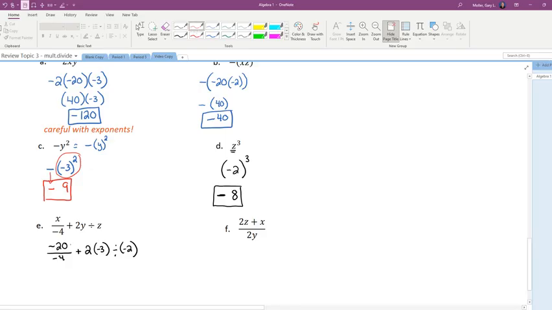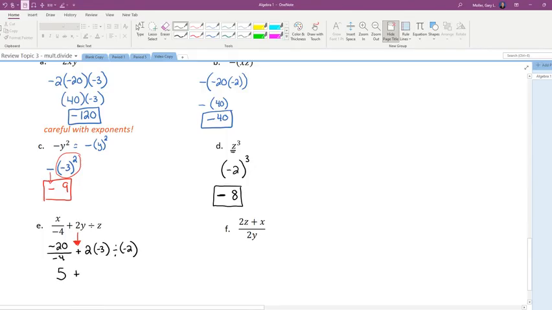We have this plus sign right here. This plus is the last thing I do. So that means the left of the plus sign and the right of the plus sign will both be done independently. And then the last thing I do is add the results together. So I can go ahead and do the negative 20 divided by negative 4. And a negative divided by a negative is a positive. And 20 divided by 4 is 5.